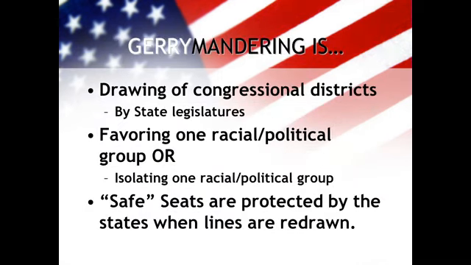Now, this redistricting and this trying to protect their party ends up being called gerrymandering. Let me give you a definition of gerrymandering. Gerrymandering is the drawing of congressional districts to favor one racial or political group or isolate one racial or political group. So there are two things going on. They're going to try to protect a political group or race, or they're going to try to isolate the political group or race. I'm going to go over this in class when we come back on Tuesday. So if you don't quite understand it, I'll make sure that it's clearer to you.